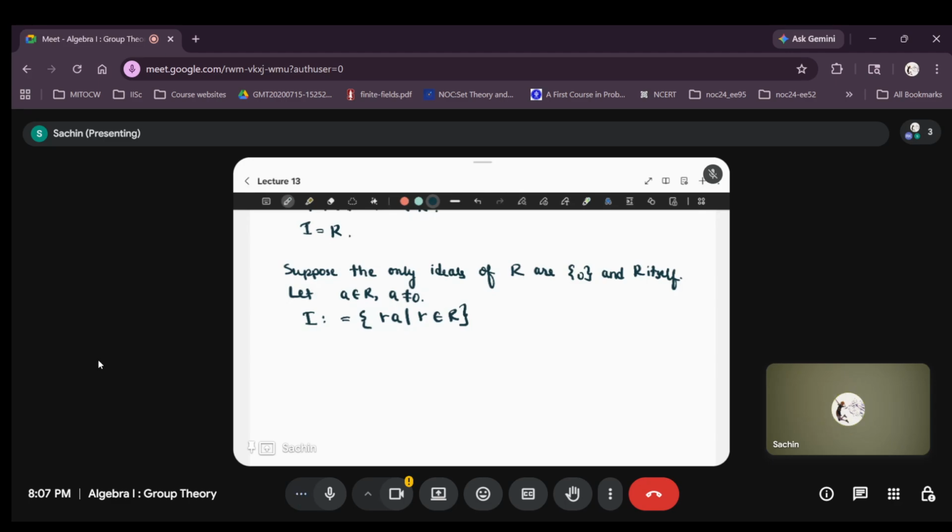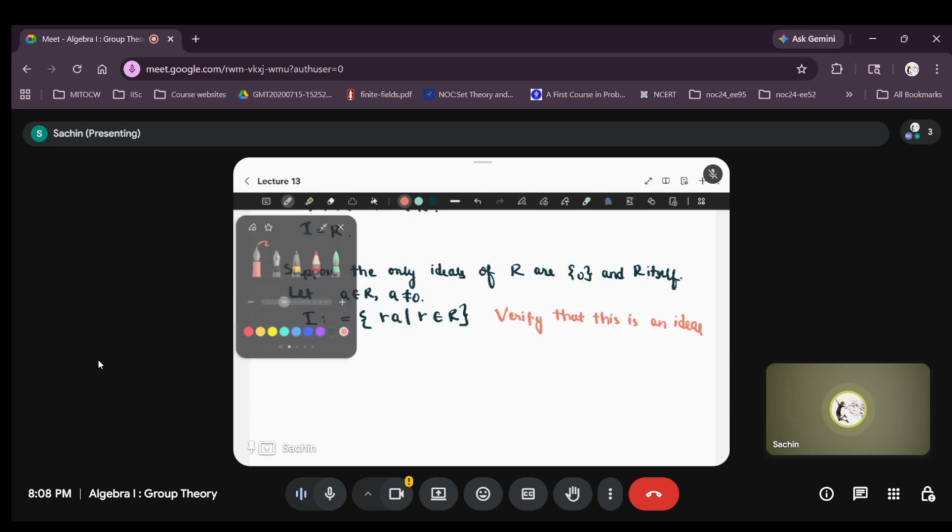But this is an ideal, at least. That is true. You can verify; I'll leave that to you. Verify that this is an ideal. It is called the ideal generated by A.